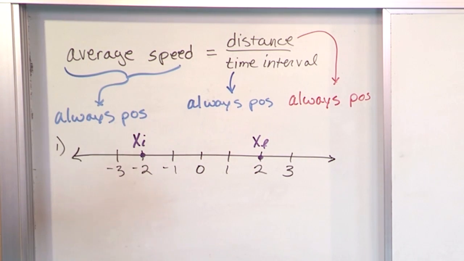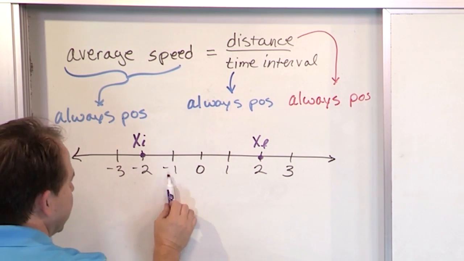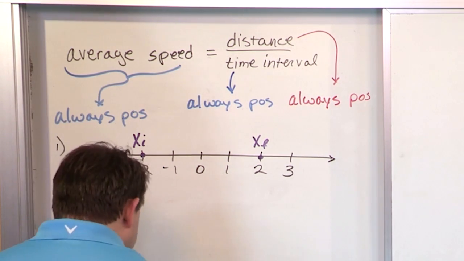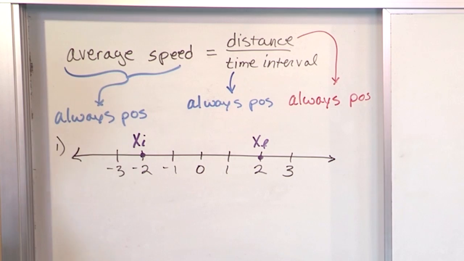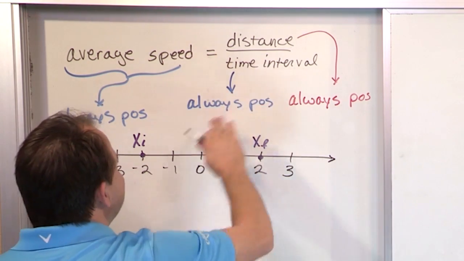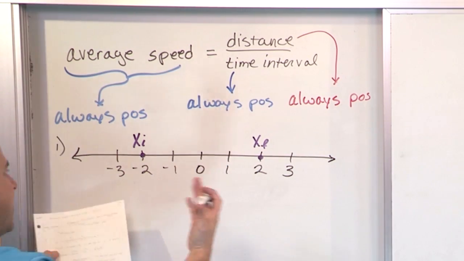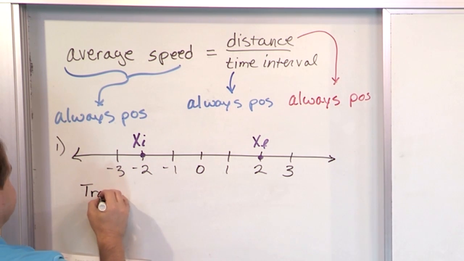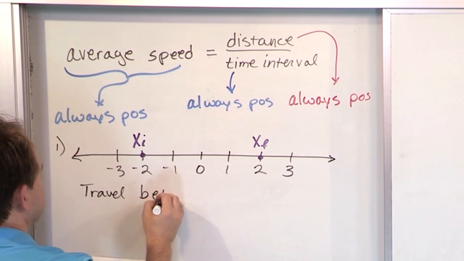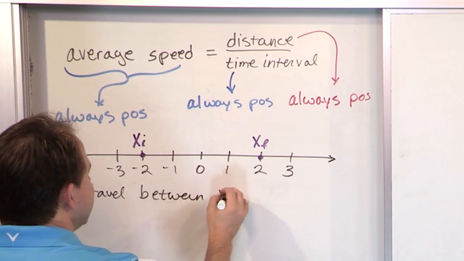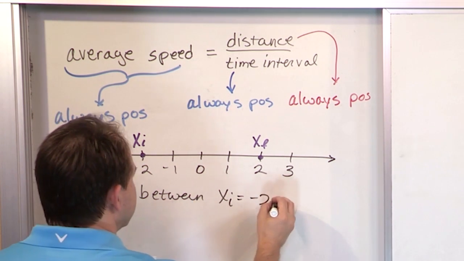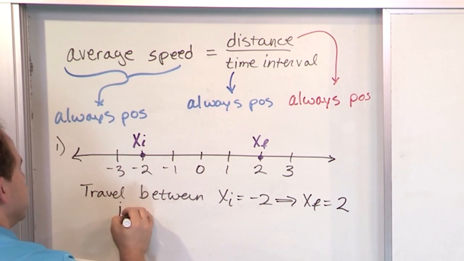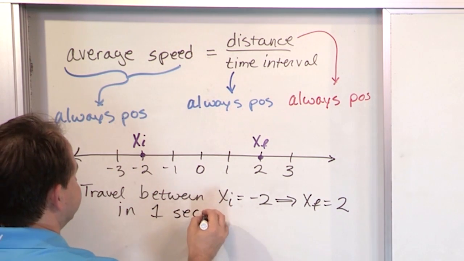So obviously I can calculate the distance. I know what the distance is: 1, 2, 3, 4. I went 4 units over to the right. But what I want to really calculate is the speed. So I have to know how long this distance travel took. In my problem statement, I'm going to be told that I travel between an initial position of negative 2 and a final position of positive 2 in 1 second.